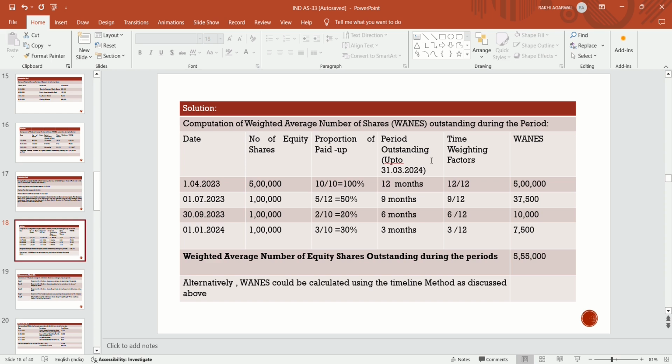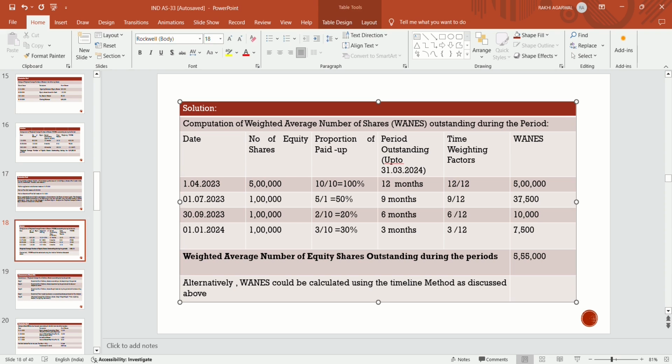During the year, the company issued 1 lakh shares. The proportion paid is 5 rupees on application and allotment, so 5 divided by 10, it becomes 50% paid. So 50,000 shares are fully paid up. It was issued on 1st July. So July, August, September, October, November, December, January, February, March, 9 months. Time weighing factor is 9 divided by 12.